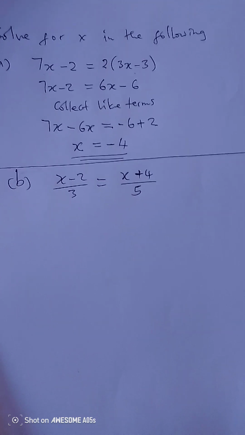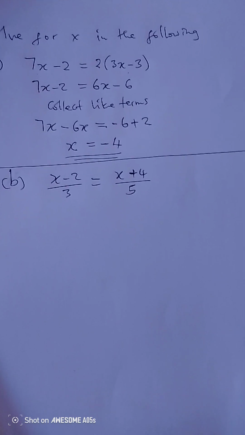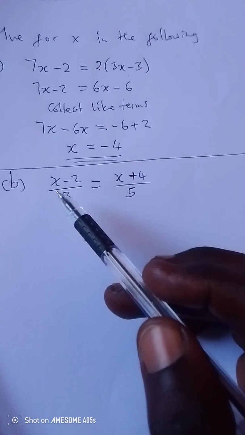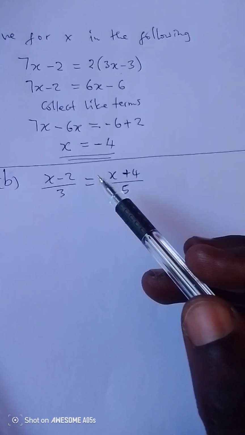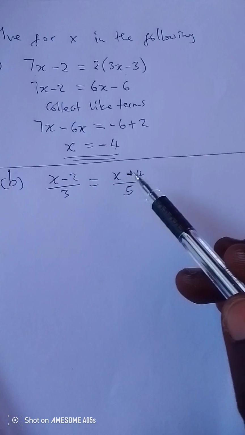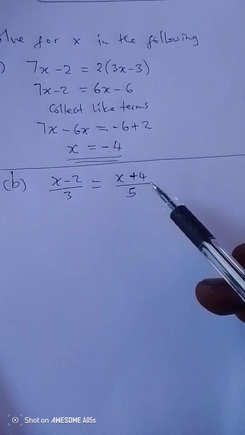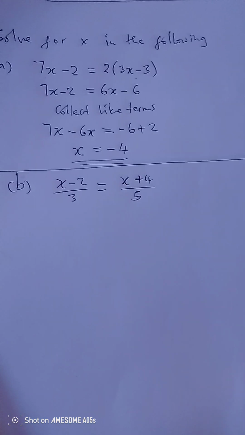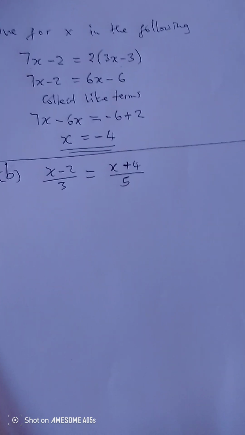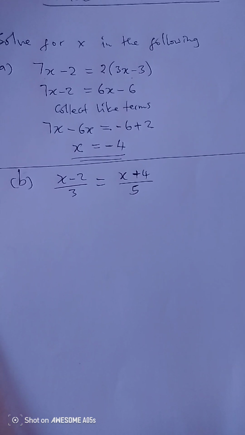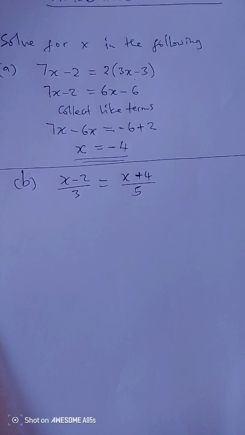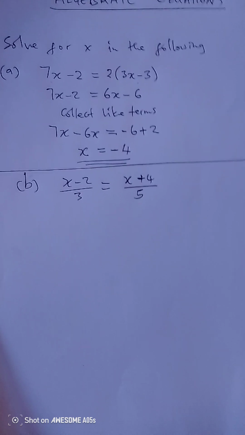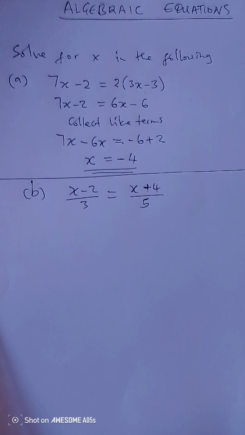Okay, here is our next question. Our next question is x minus 2 divided by 3 is equal to x plus 4 divided by 5. So we need by all means to collect the like terms or make the x be on the same side. If you can observe here, we have got two fractions on the left and on the right side of the equation.